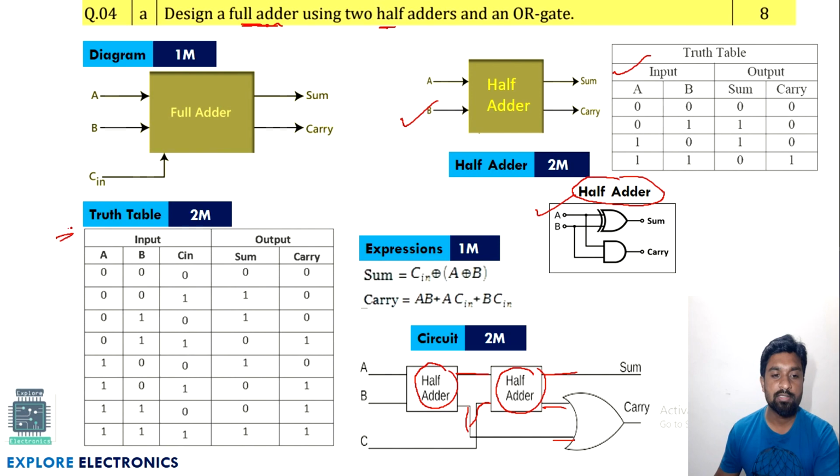So truth table is necessary. First write the block diagram. Before that write the half adder, and then come to the truth table. Looking at the truth table, generate the sum as well as carry expression, and then a circuit diagram. This carries 8 marks.